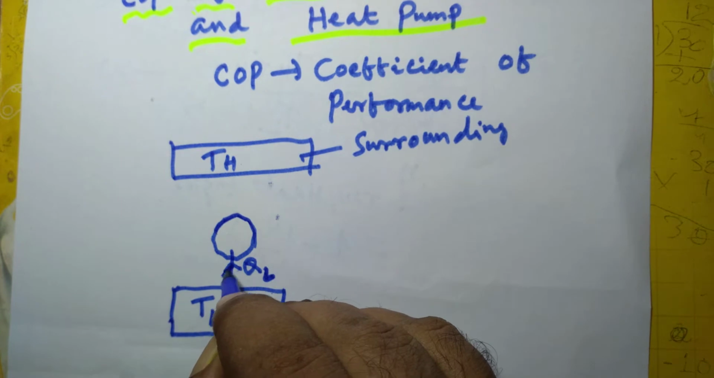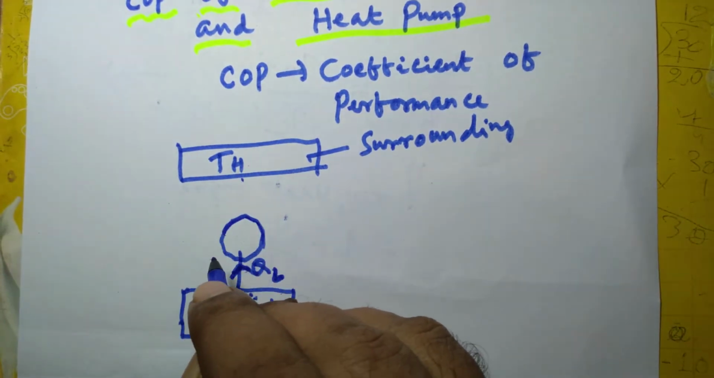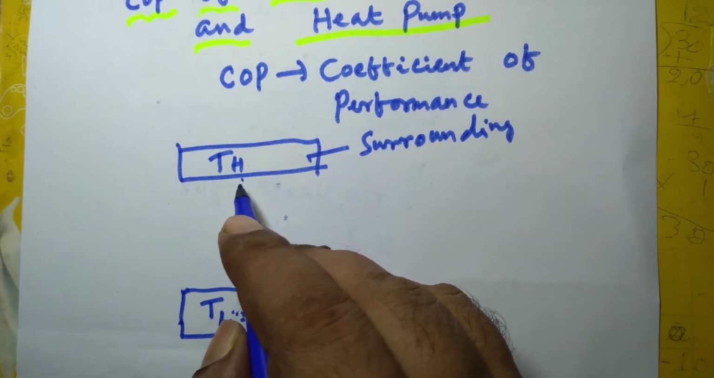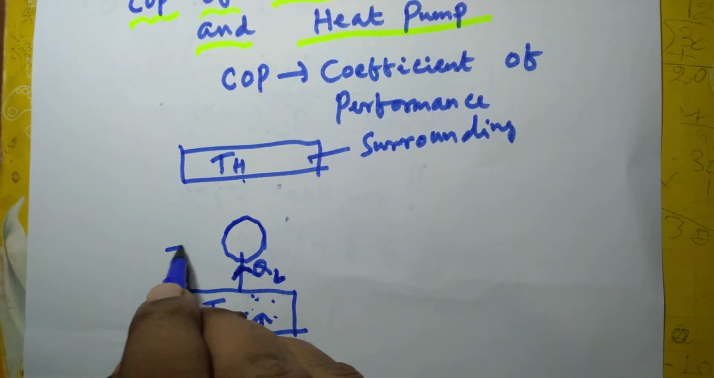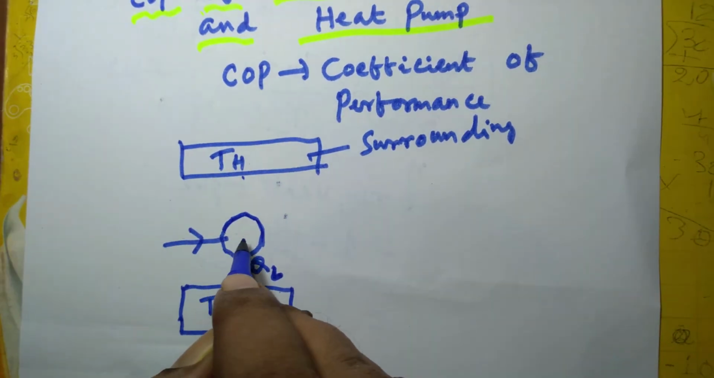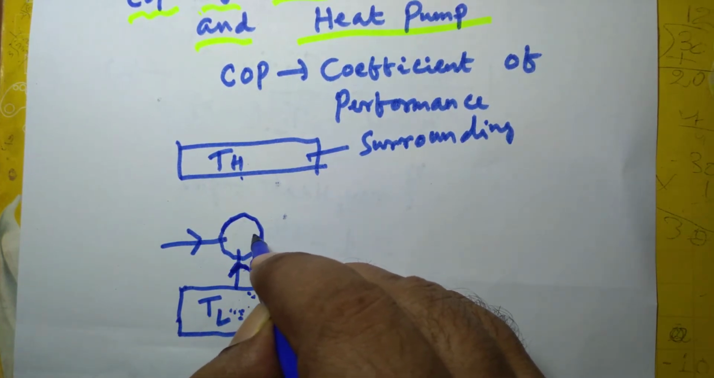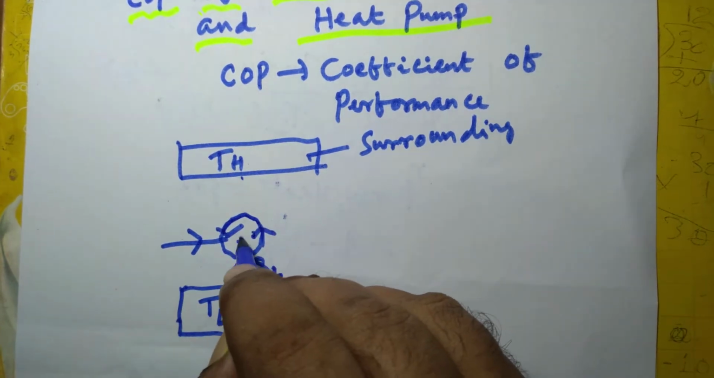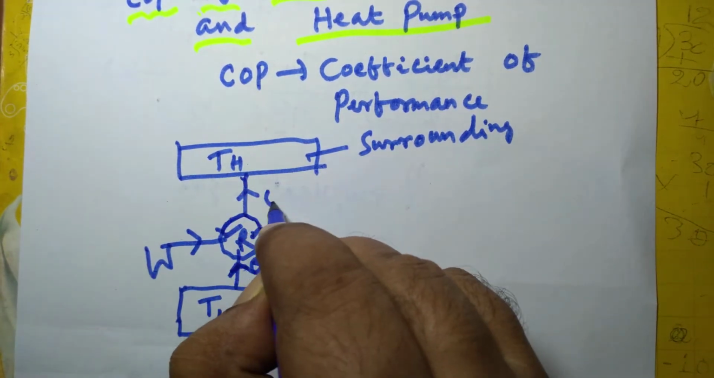Suppose the heat is to be extracted from a low temperature to a high temperature reservoir. According to the Clausius statement, we need to supply some work from outside. That's what we do in a refrigerator and heat pump. In a refrigerator, we supply work through a compressor or motor. So suppose the work is towards the system. So this is an anti-clockwise device. So this is a refrigerator. This is W and this is QH.